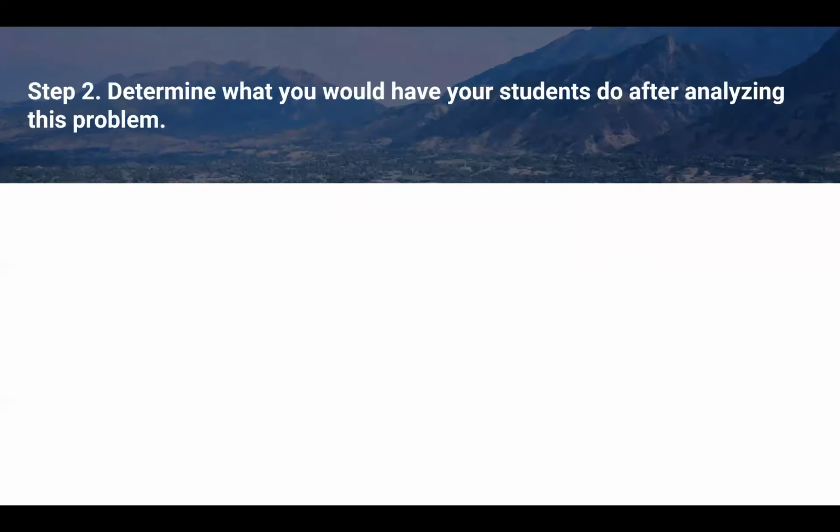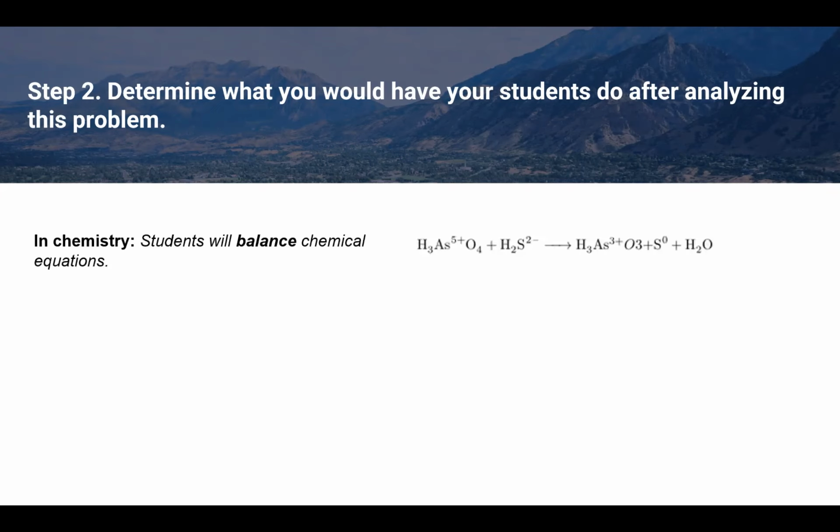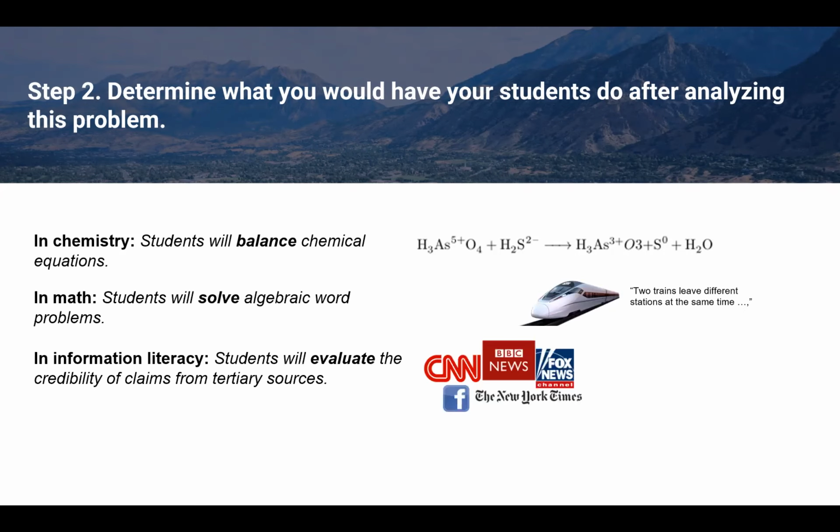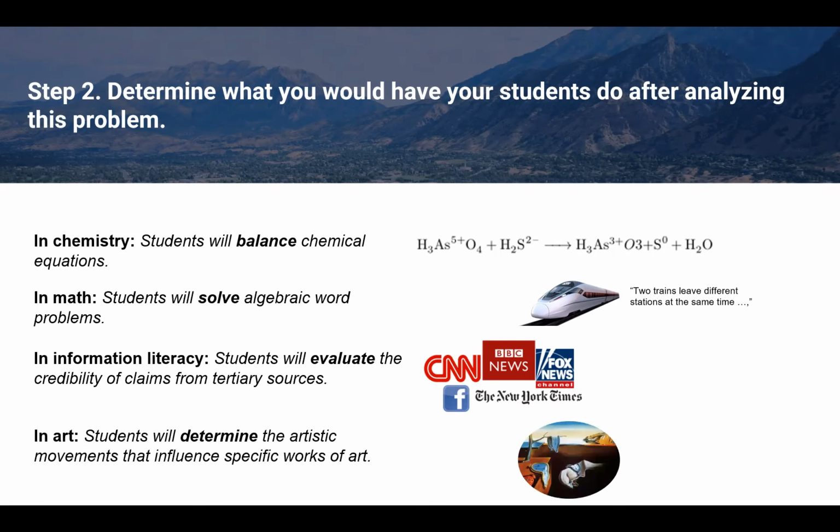Once you've located or created a scenario or task, determine what you would have your students do after analyzing this problem. Here are some examples of purposes of decision models. In chemistry, students will balance chemical equations. In math, students will solve algebraic word problems. In information literacy, students will evaluate the credibility of claims from tertiary sources. In art, students will determine the artistic movements that influence specific works of art.